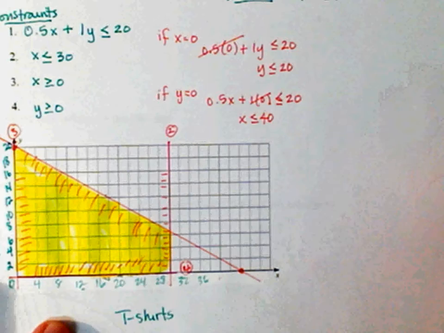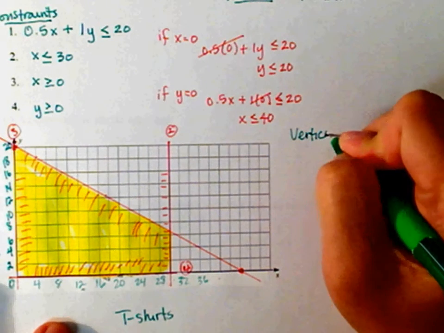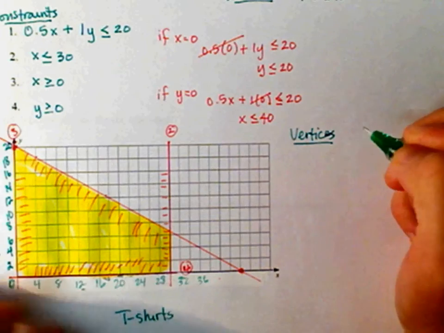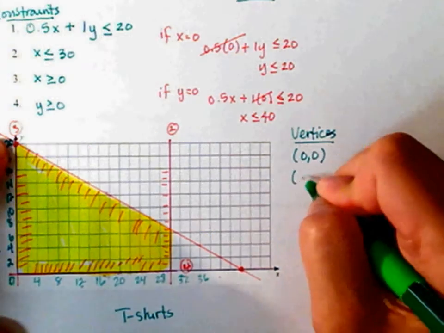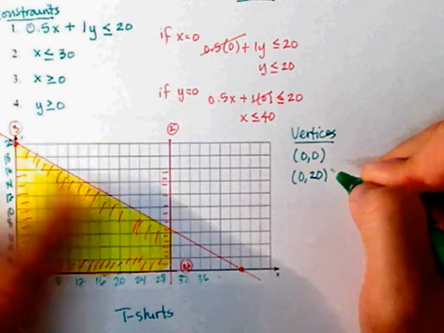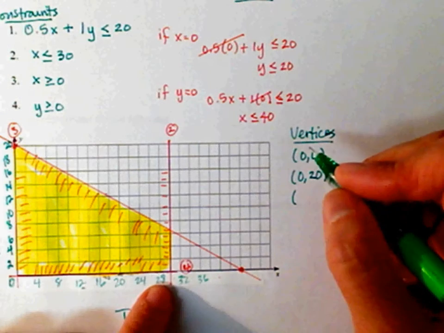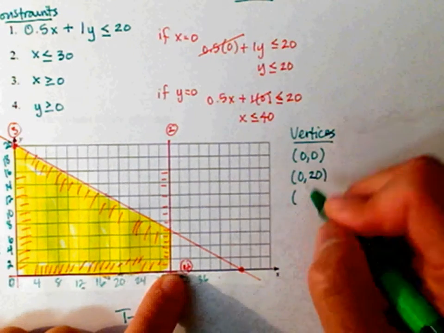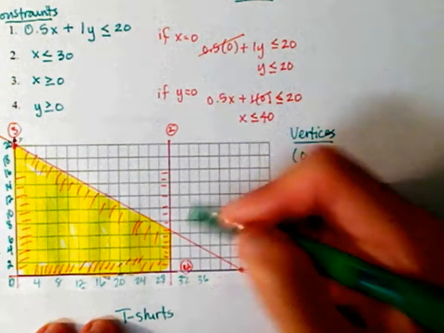Next, let's find our vertices, or corners, okay? Some people call it corners. First of all, you got 0, 0. Here you have 0, 20. Here you have, what is that number? 28, 30. So I got 30 and I'm not sure. Let's plug that in and see.